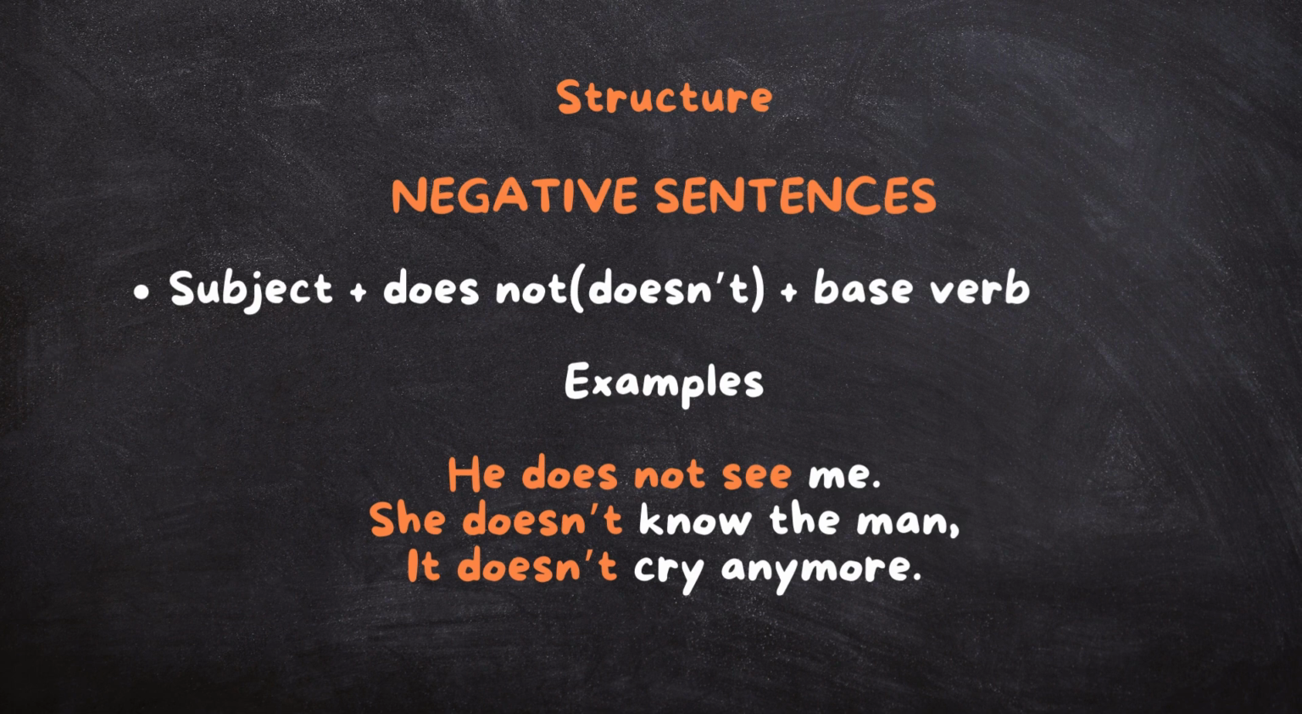Example, he does not see me. Here, our base form of the verb is see. Before it, we added does not, and then we have our subject, he. Same in the second example, she doesn't know the man. Our verb here is know, which is the base form. We are not doing anything to it, but instead before this verb know, we added doesn't and our subject. She doesn't know the man, and it doesn't cry anymore.